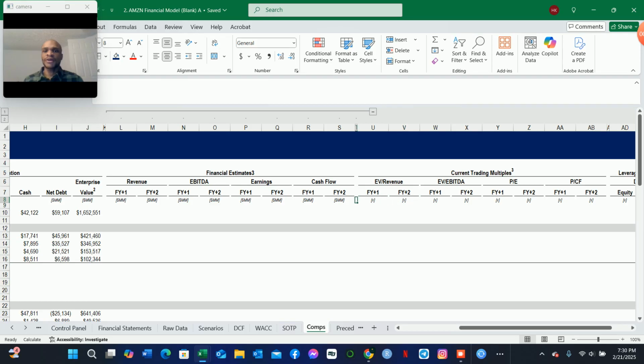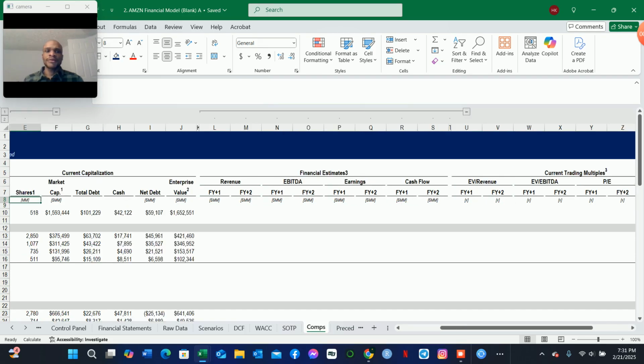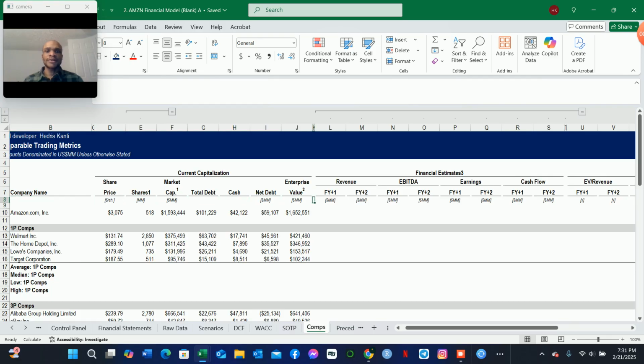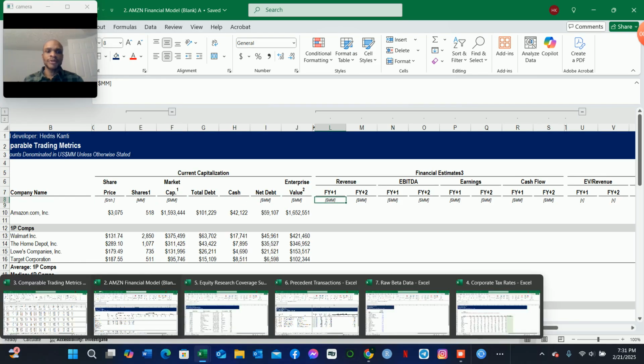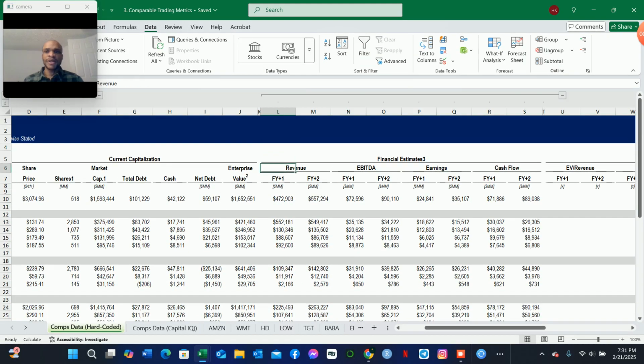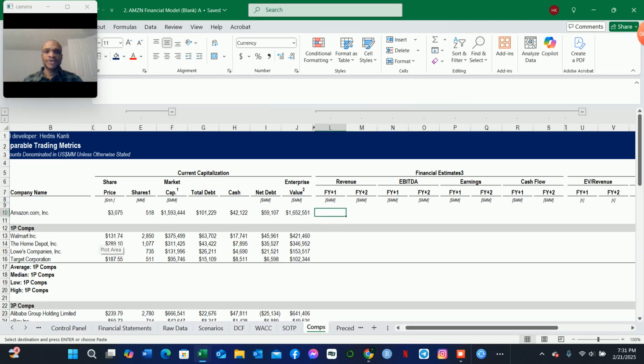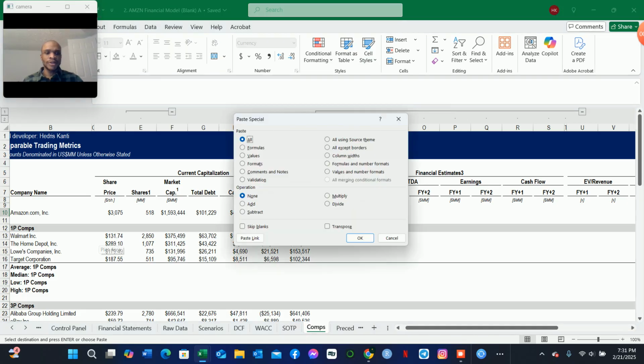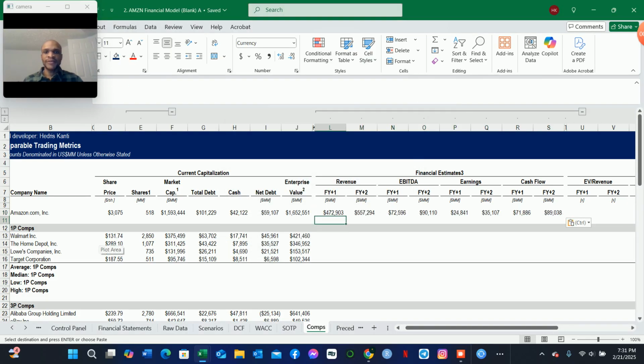So we're going to be bringing in these financial estimates from Capital IQ in order to estimate the current trading multiples. So let us begin by switching to our comparable company raw data, where we have the data from Capital IQ. We can highlight from the revenue to the cash flow, we can copy that. We can switch back to the financial model, and paste with Alt ES, paste V as values.